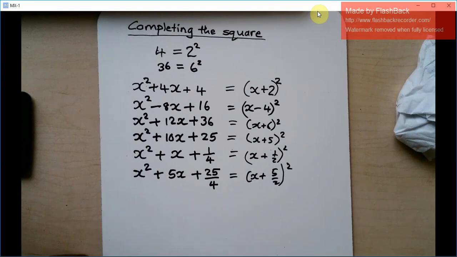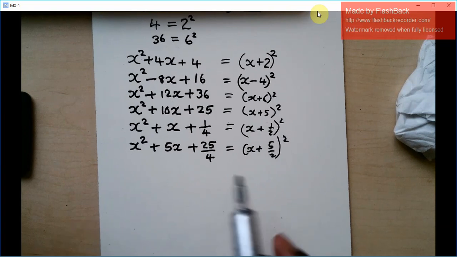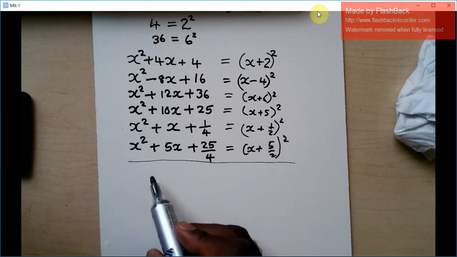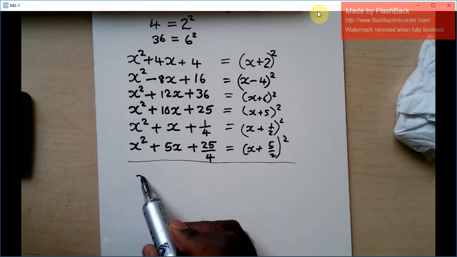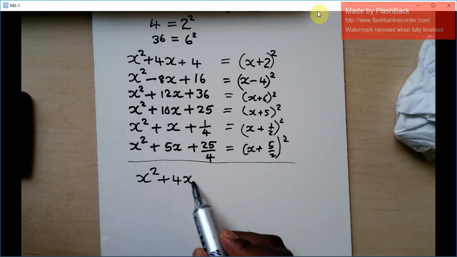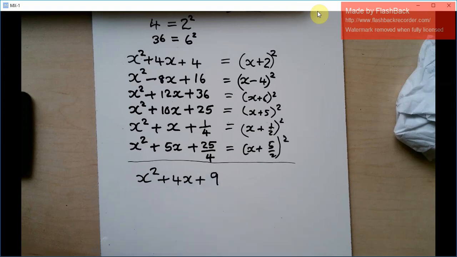But now, in the event we have a trinomial that is not perfect and we must complete the square, here is an example. X squared plus 4x plus 9. This is not a perfect trinomial. So to express it in that form, we say we complete the square. And here is a method that I feel is very friendly.